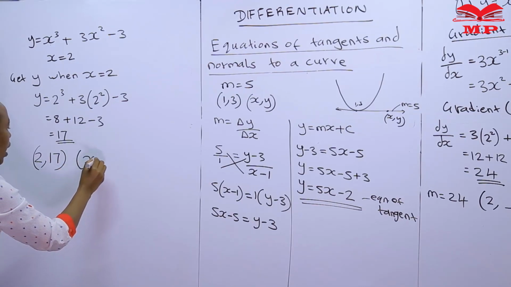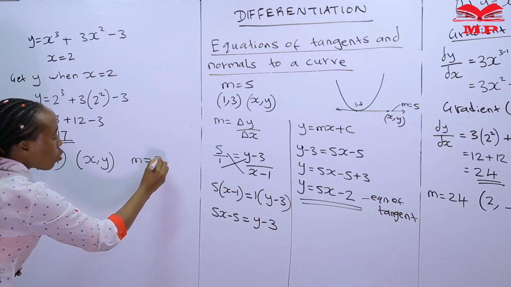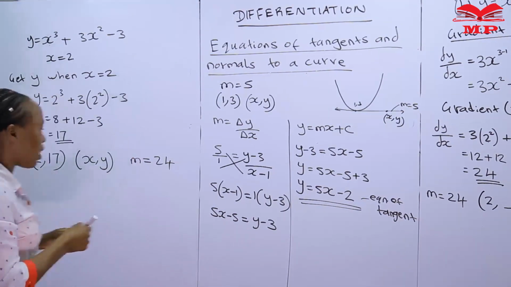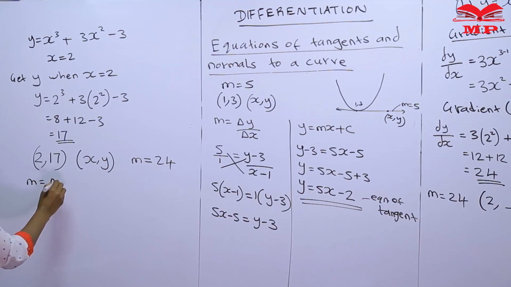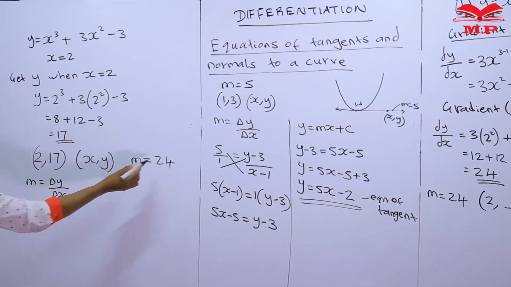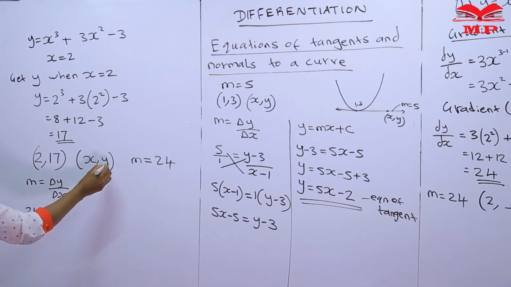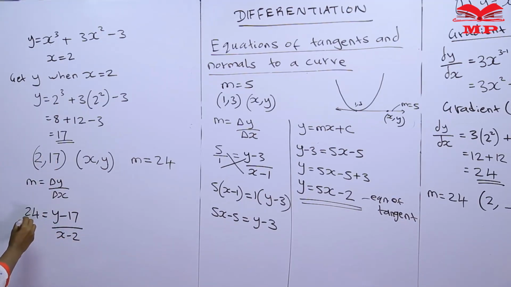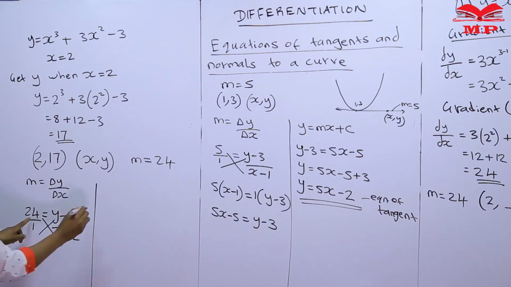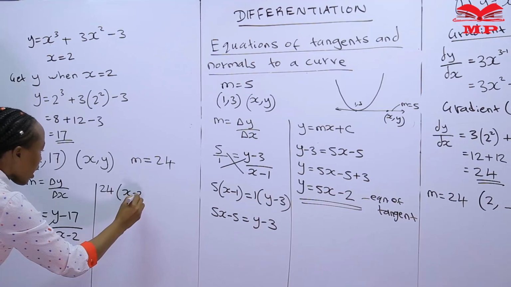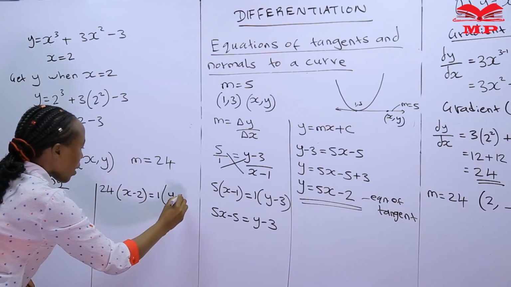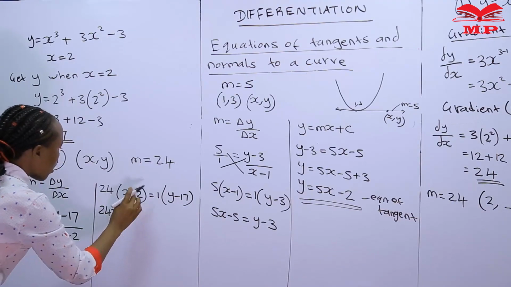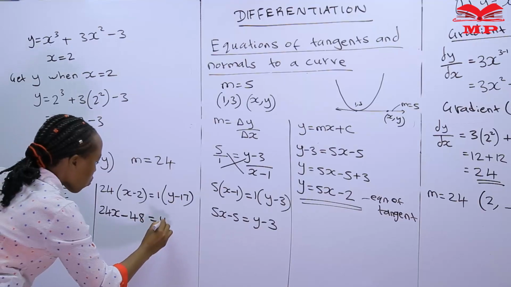And then we have an imaginary point x, y, and the gradient is equal to 24. So we can now get the equation of this line, that is the equation of the tangent. We know gradient is equal to change in y all over the change in x, and therefore our gradient is 24. Our change in y is y minus 17, divided by x minus 2. This is over 1, so we cross multiply. So we are going to have 24 into bracket x minus 2 is equal to 1 into bracket y minus 17. Then we open the brackets, so we have 24x minus 2 times 24, that is 48, is equal to y minus 17.